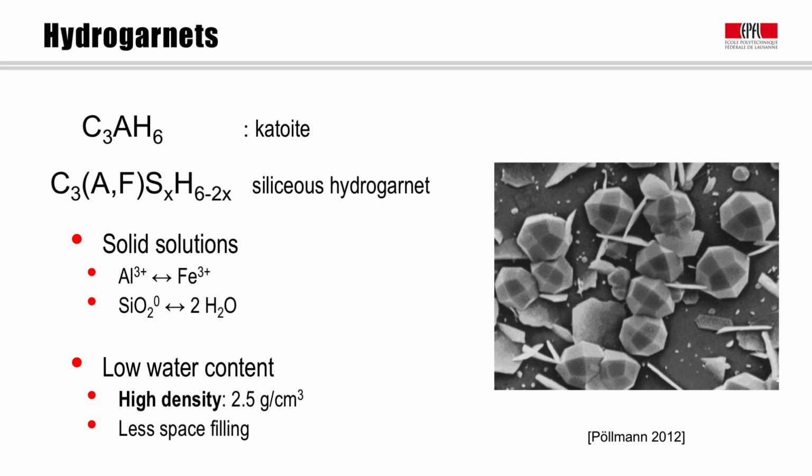Now, another important aspect about this phase is it's got a low water content, and because it's got a low water content, it has a high density, and this means that it's less space filling. So if we had a lot of hydrogarnet, as we would get if we cured it at a high temperature, this also contributes to the relatively poorer strength at high temperatures, because this phase occupies less space.